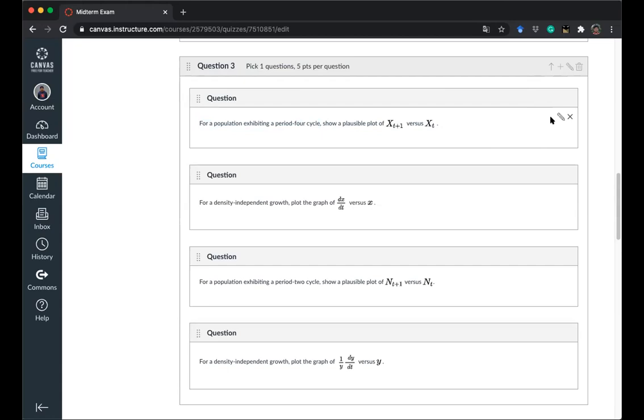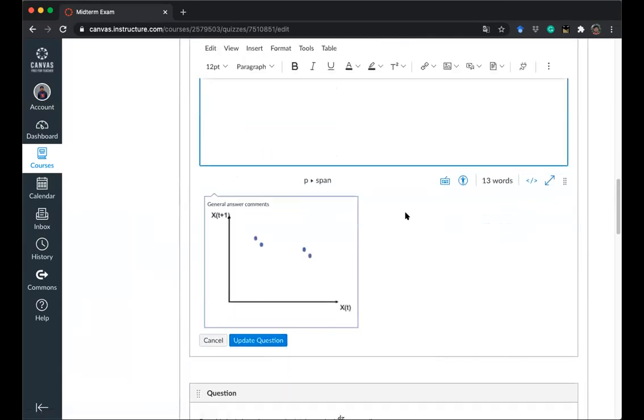Okay, and I think my model solution will come up if I just do this. Okay, this is what I wrote. The basic idea is that a 4 cycle will appear as 4 dots, or maybe a cluster of dots if there's some stochasticity.